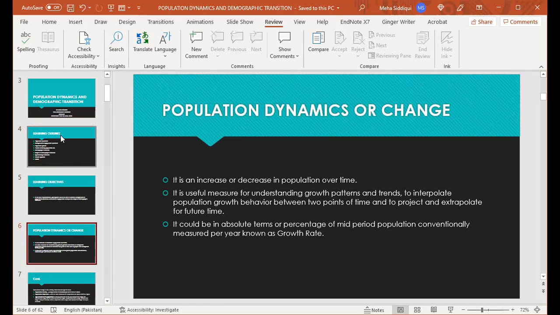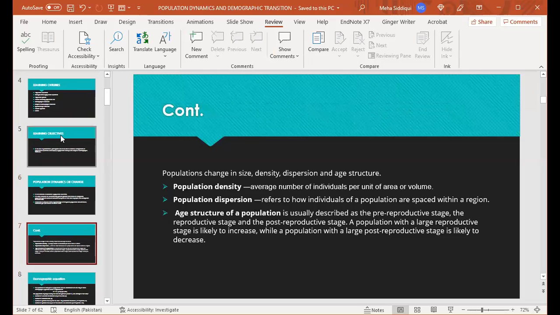Now, what is population dynamics or change? It is an increase or decrease in population over time. It is a useful measure for understanding growth patterns and trends, to interpolate in population growth behavior between 2 points of time and to project and extrapolate for future time. It could be in absolute terms or percentage of mid-period population, conventionally measured per year, known as growth rate.